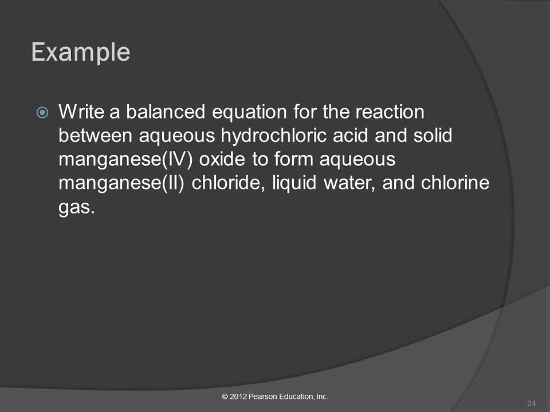So we need the formulas for these. Hydrochloric acid: the hydro tells us it's just hydrogen and another ion. So that's HCl, and we're told that it's aqueous, so I'm going to put aq back here. Solid manganese 4 oxide. Well, manganese 4 is Mn4+, and oxide is O2-.